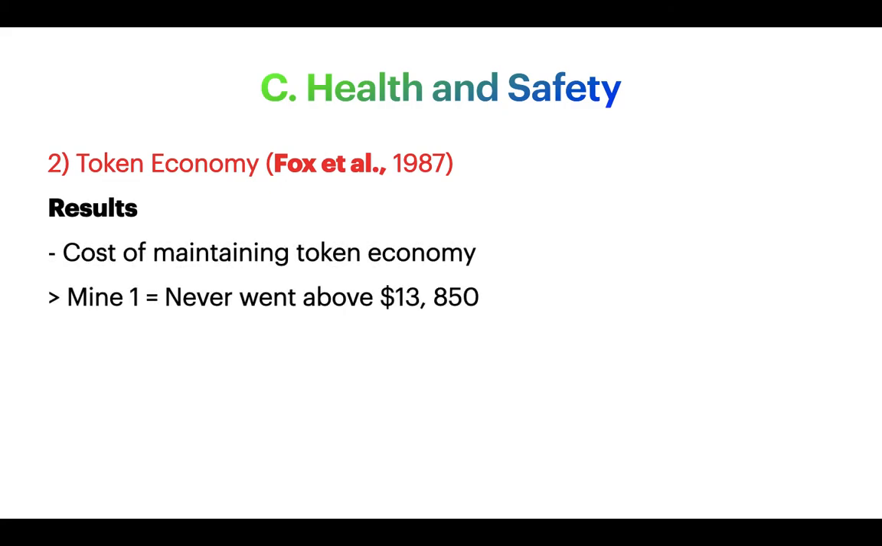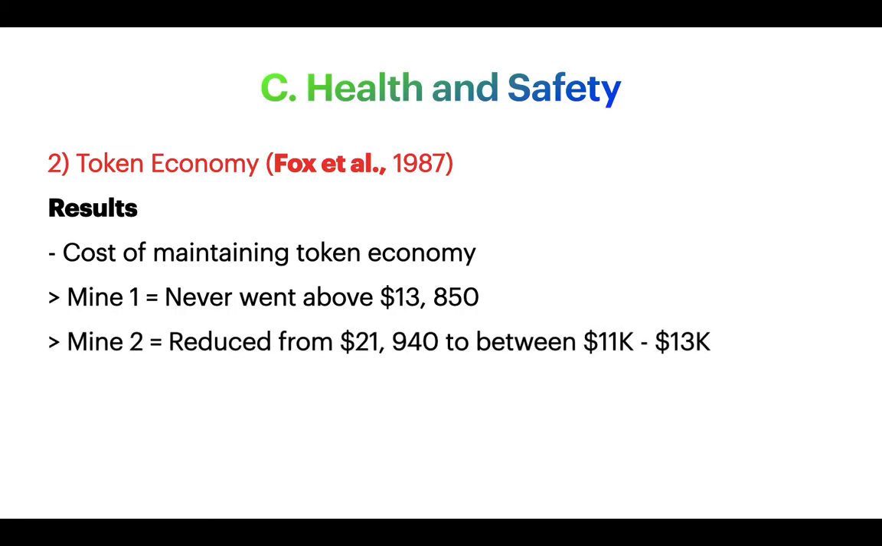Cost of maintaining token economy in mine number 1 never went above 13,000. So for spending 13,000, they saved like 200,000. Huge advantage. In mine number 2, for spending 21,000, or they lowered it later on to 11 to 13,000, they managed to save thousands more, right? So it's okay to spend a bit of money if you're going to save more in the long run, right?